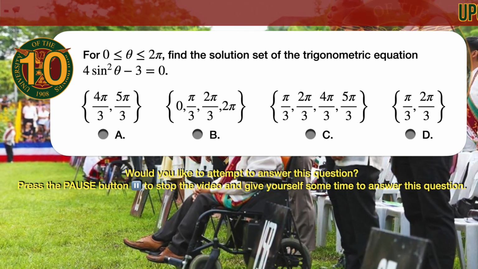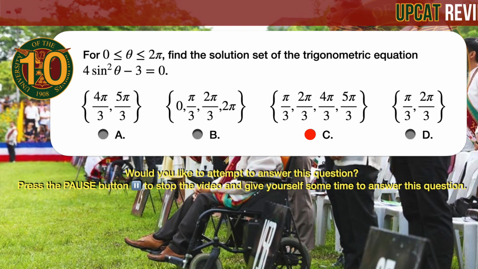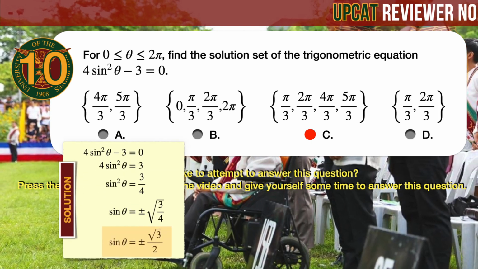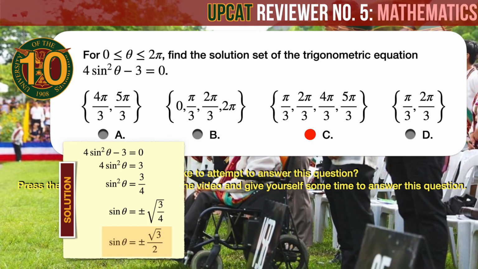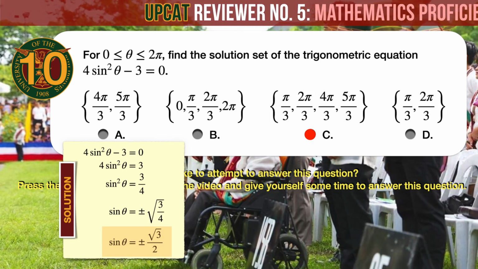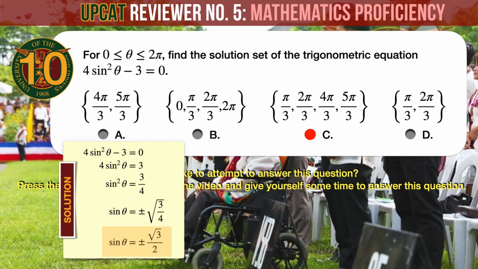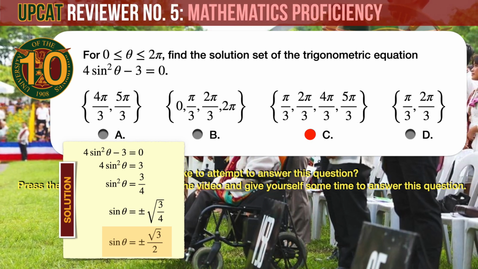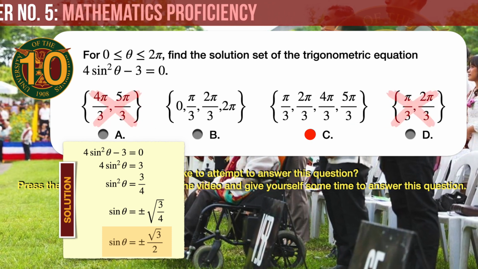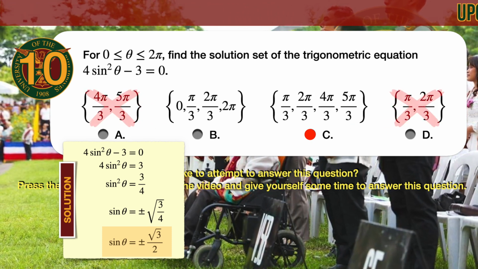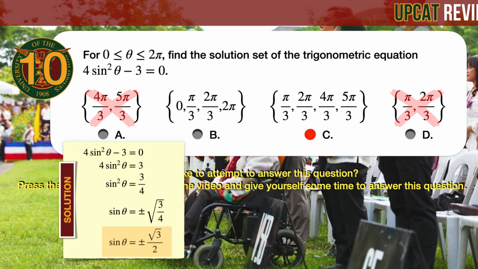The correct answer is C. Let's solve the given trigonometric equation, 4 times sine squared theta minus 3 equals 0. We should arrive at sine theta is equal to plus or minus the square root of 3 over 2. With this, we can see that there will be 4 values of theta in the solution set. This effectively eliminates choices A and D, leaving us with only B and C to choose from.